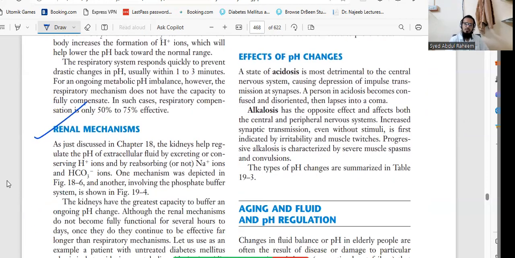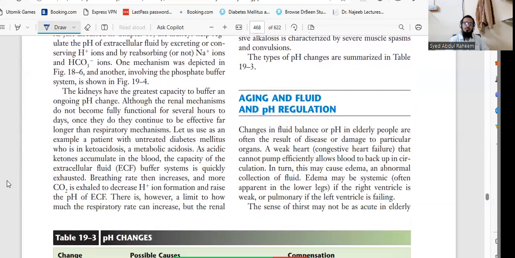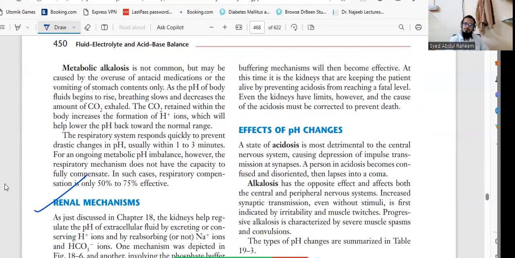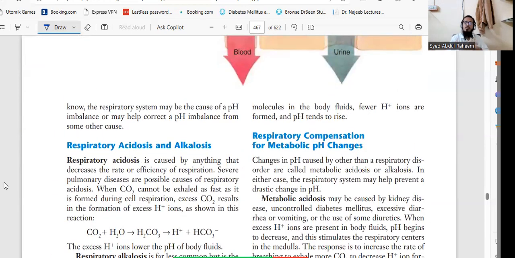And we have a renal mechanism also, in which H plus ions are released and not reabsorbed in the renal tubules. So what will happen? The patient will have a burning sensation in the urine. Okay, so that is how the body maintains the pH levels. So pH is very important, because it is like a protector of the body.